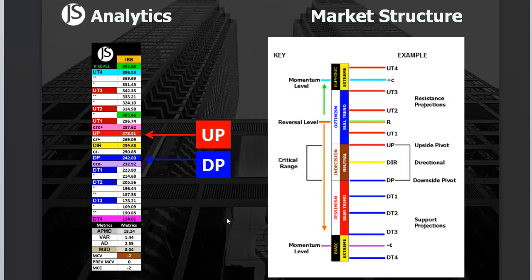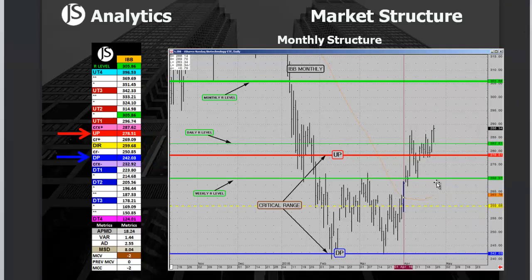This is just the general structure of how this critical range expands on itself. And we're going to be identifying where the last traded price is within this structure to get more clarity on the current technical condition. So I have a daily chart here. I have my weekly, my daily, and my monthly R levels, and now I've put the monthly price map structure on it. The critical range with the upside pivot at 278.51 and the downside pivot at 242.03. And here I've identified the midpoint, the directional.